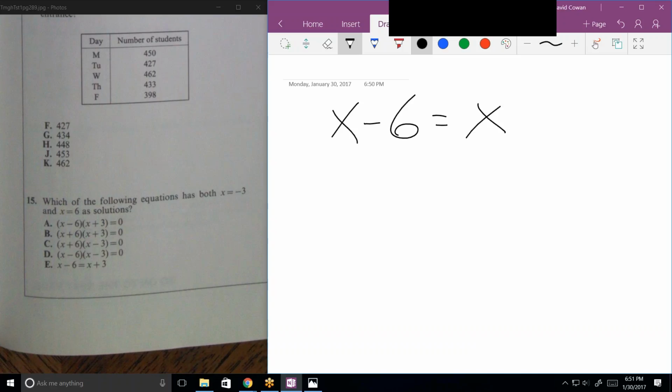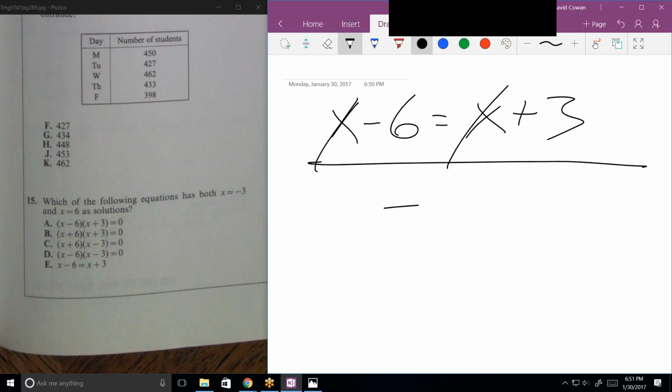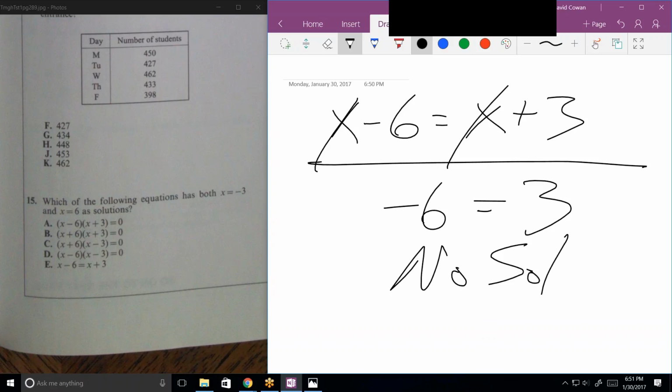What's the solution here? Forget their question. If you tried to solve this equation and that equation alone, what would you get? Wouldn't you get no solutions? Yeah, because you subtract x from both sides, and you get minus equals 3, which is impossible. Whenever you get one number equals a different number, that means no solution. So that can't be an answer. E.